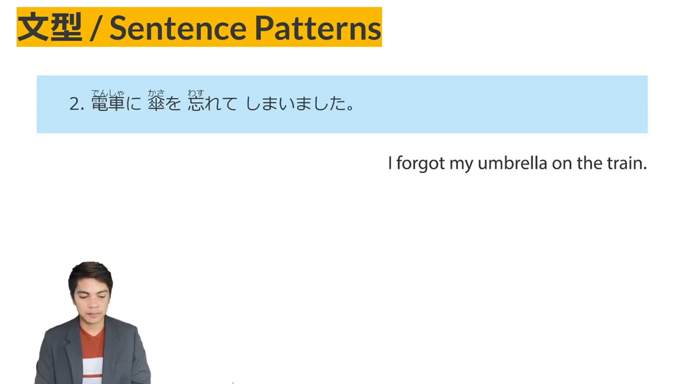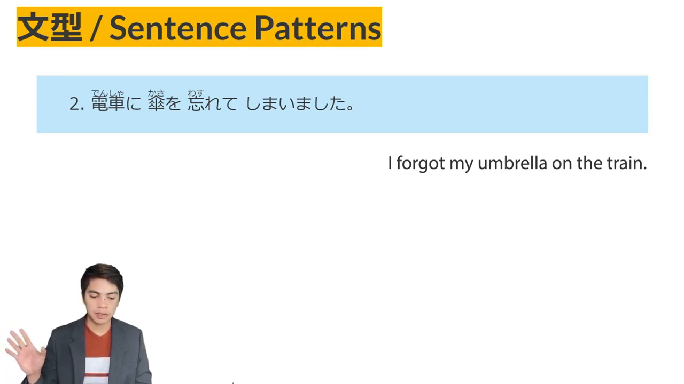Example sentence number 2. Densha ni kasa wo wasurete shimaimashita. The pattern used in this sentence is verb te shimaimasu and verb te shimaimashita. When the verb is in te form, like in this sentence, wasurete, from the verb wasuremasu, to forget, wasurete plus shimaimashita, I forgot my umbrella inside the train. So you can say Densha ni kasa wo wasuremashita. It's just a plain sentence saying, I forgot my umbrella inside the train.